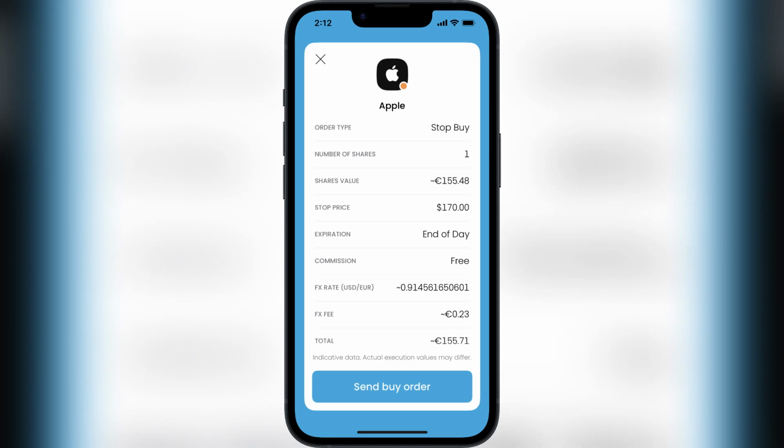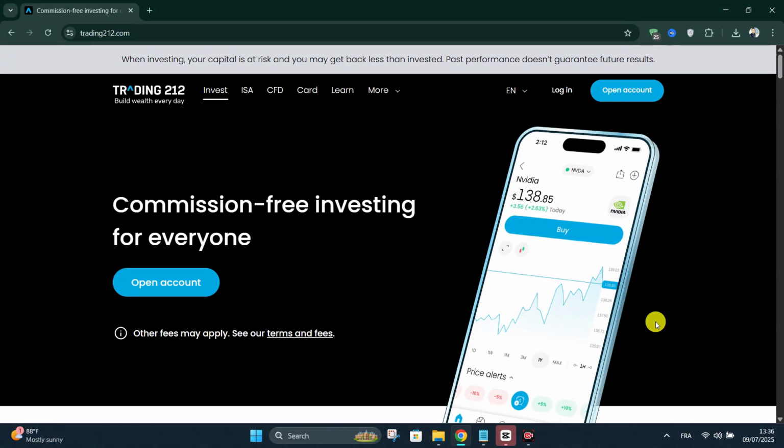So, if your stop loss isn't working, double check whether the price conditions are actually being met. A stop order only gets activated when the market hits your specified price. And make sure you've selected the right type of stop, buy or sell, based on what you're trying to do. That's it. Now you know exactly how to protect your investments with stop orders on Trading 212.